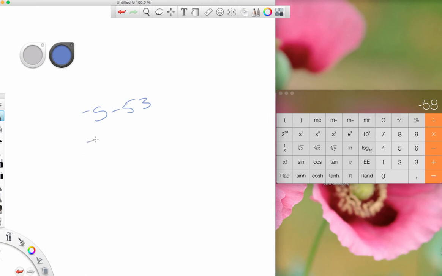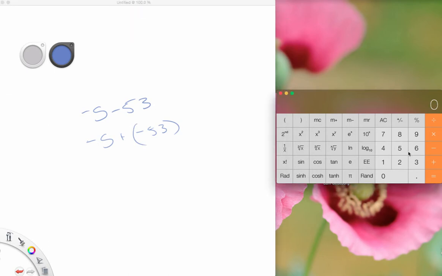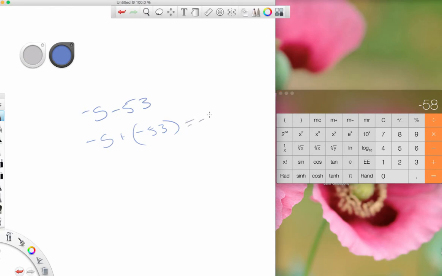Now notice I could have done this a different way. Negative 5 plus a negative 53. Now let's look at how that one looks. So I go 5, make it negative, plus 53, make it negative, push equals, and I get the same exact answer, which is a negative 58. So notice how that trick works with a calculator.